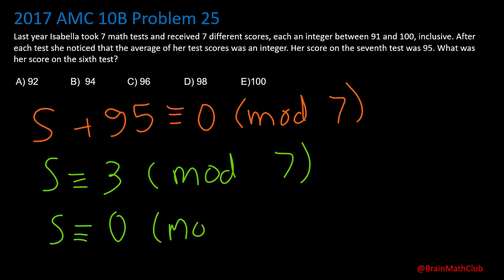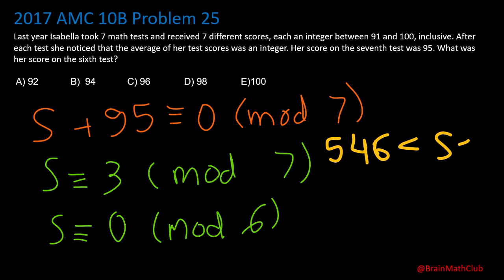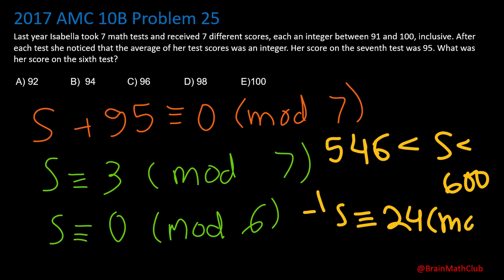Now, what I can do with this is that I also know that S is congruent to 0 mod 6. What I also know is that 546, which is 91 times 6, is less than S, which is less than 6 times 100, so 600. And using the Chinese remainder theorem, you can easily get that S is congruent to 24 mod 42.